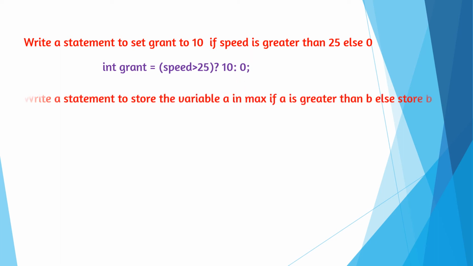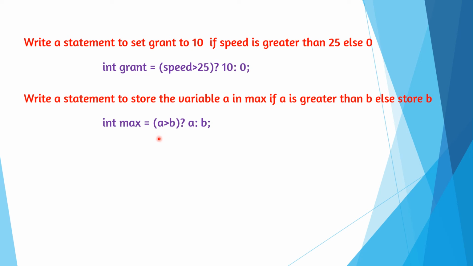And the second question: write a statement to store the variable a in max if a is greater than b, else store b. So here what are the variables? Max is a variable name, a and b are variable names, and the condition is a greater than b or not. So how can we write? int max, a greater than b. Condition is written in Java format, not in sentence.